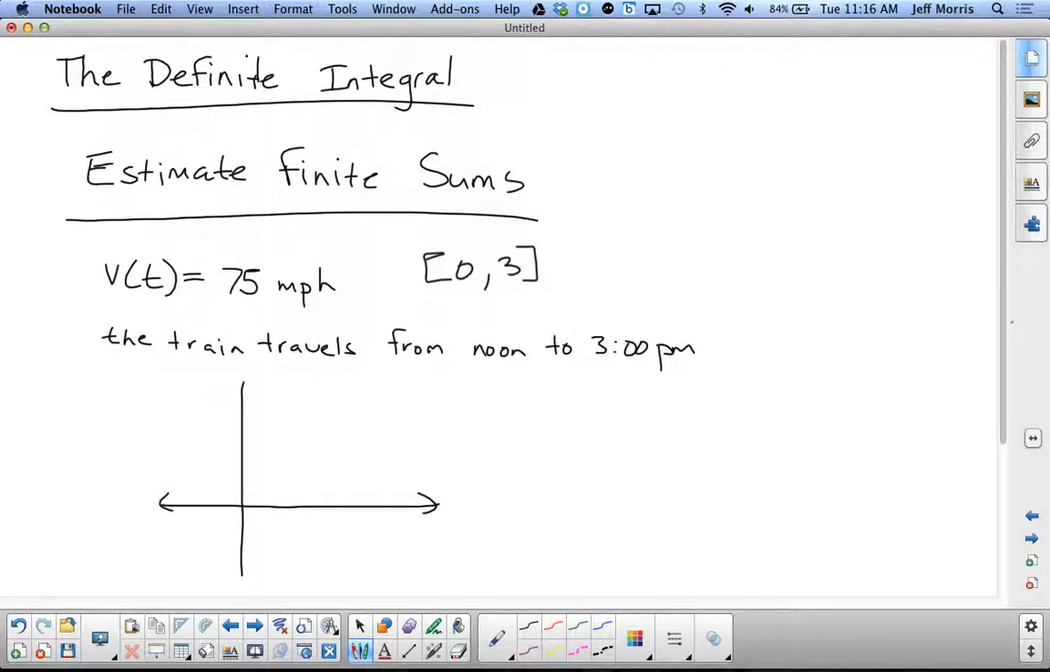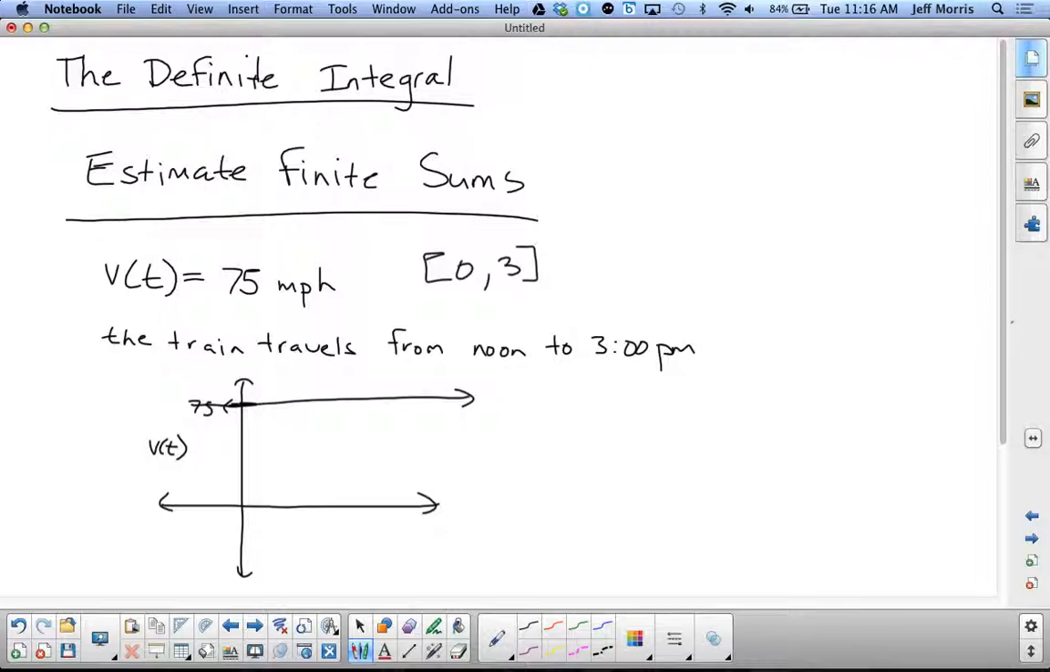Let's say that we have this here, and let's go ahead and put 75 way up here. Here's 75, and we know velocity is on the y-axis, and that is just a horizontal line. Everybody agree? Okay, 75 is just a horizontal line. So my velocity graph is just a horizontal line.